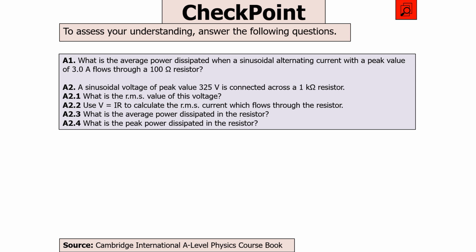The next question says, what is the average power dissipated when a sinusoidal alternating current with a peak value of 3 amps flows through a 100 ohm resistor? Then a sinusoidal voltage of peak value of 325 volts is connected across a 1 kilo ohm resistor. What is the RMS value of this voltage? Use V equals IR to calculate the RMS current which flows through the resistor. Then what is the average power dissipated in the resistor? And then what is the peak power dissipated in the resistor? So pause the video now, then unpause the video when you want to go through your answer.